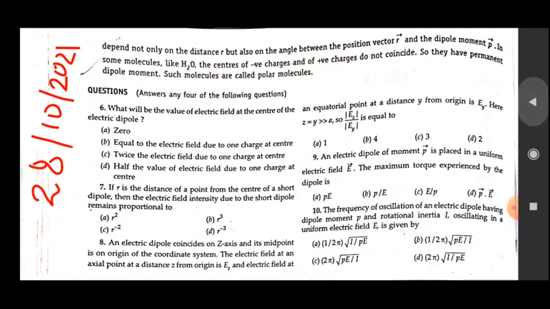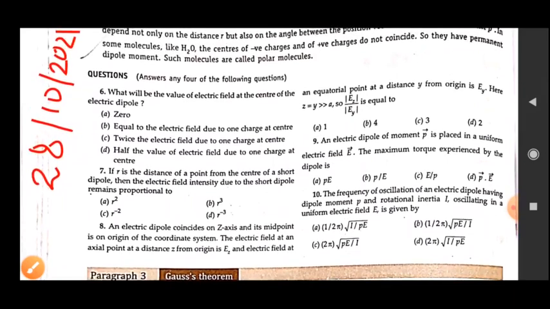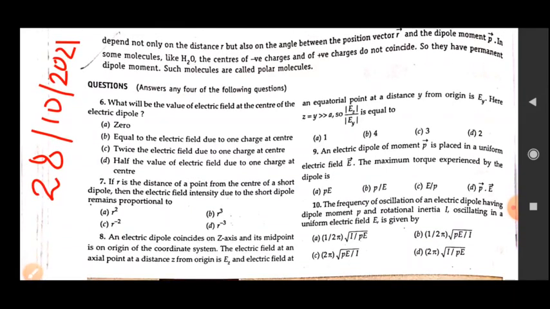Now next question, let's see question number 8. An electric dipole coincides with the z axis and its midpoint is at the origin of the coordinate system. The electric field at an axial point at a distance z from the origin is Ez, and the electric field at an equatorial point at a distance y from the origin is Ey. Here a condition is given: z is equal to y, which is very much greater than a.